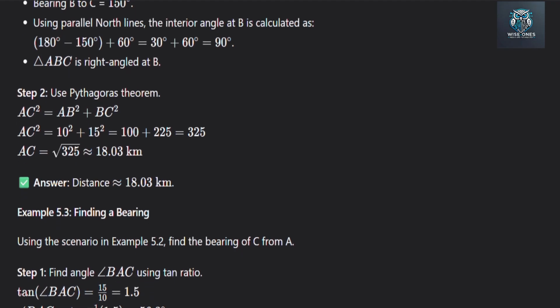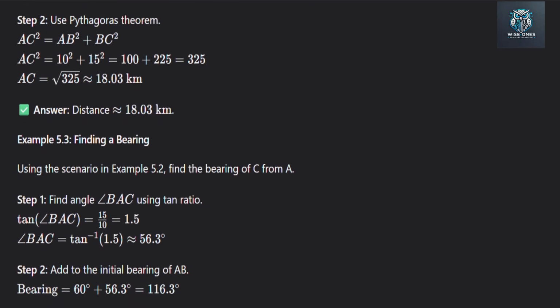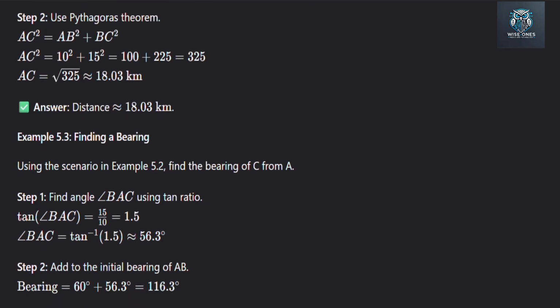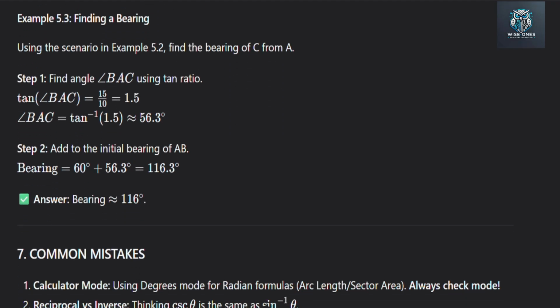Step 2, use Pythagoras' theorem. Since it is right-angled, we can use AC squared equals AB squared plus BC squared. AC squared equals 10 squared plus 15 squared. 10 squared is 100. 15 squared is 225. 100 plus 225 is 325. AC equals square root of 325. This is approximately 18.03 kilometers. Answer: distance is approximately 18.03 kilometers.